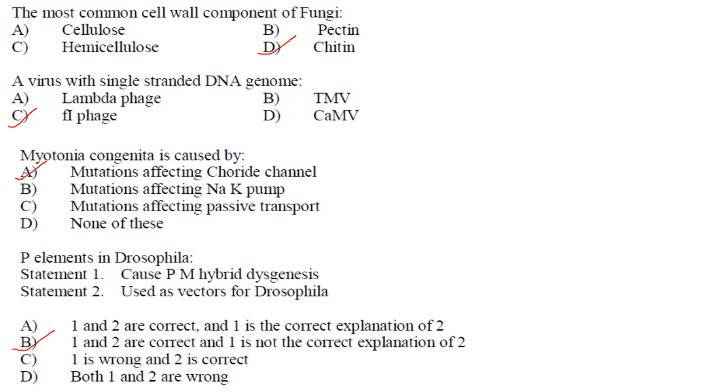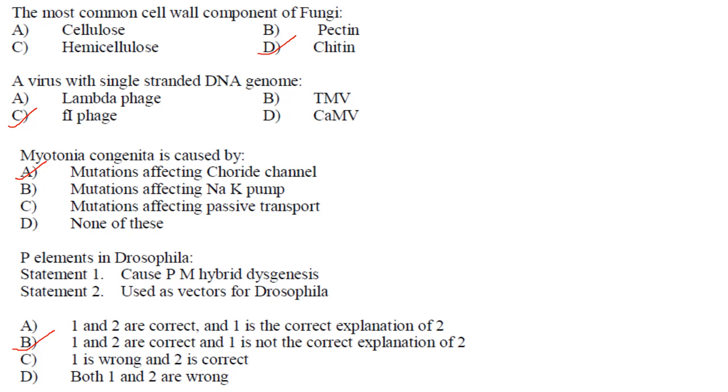Then P elements in Drosophila cause PM hybrid dysgenesis, and are used as vectors for Drosophila. These are the two statements that they have given. Options: 1 and 2 are correct, and 1 is the correct explanation of 2. So you have to see from the options which is correct and which is giving the correct explanation. Before that, what are P elements? They are transposable elements and they are causative for hybrid dysgenesis in Drosophila. What is hybrid dysgenesis? Hybrid dysgenesis results from a cross between males which have P elements, that is the P strain, and females that lack the P elements, that is the M strain.